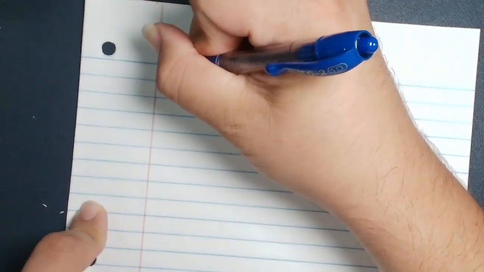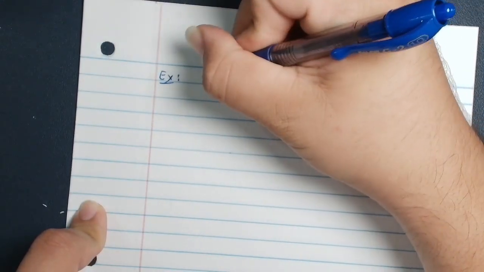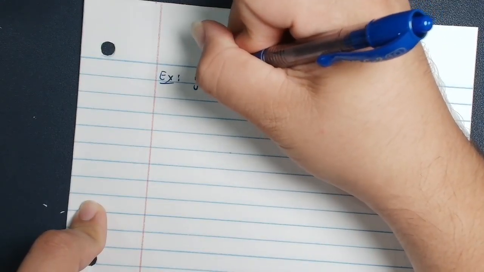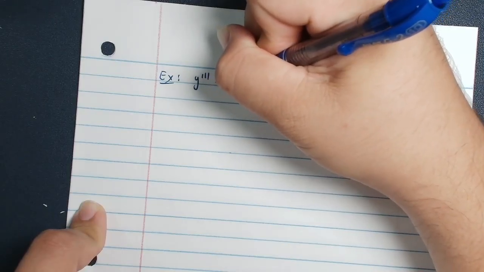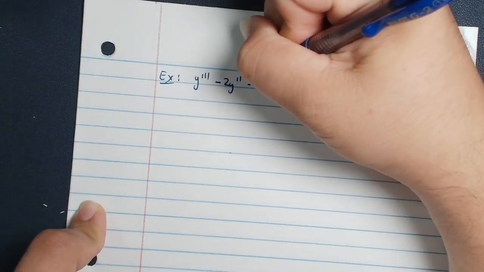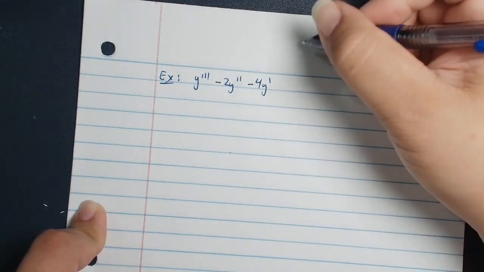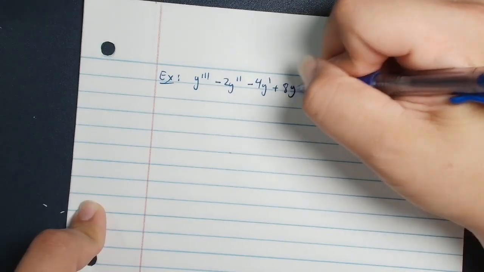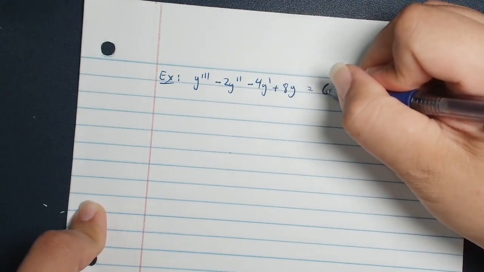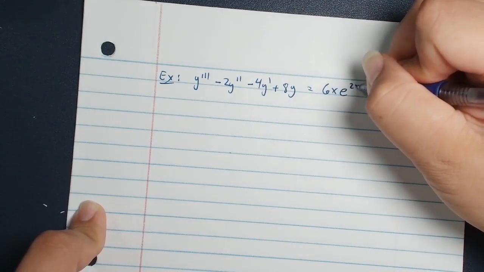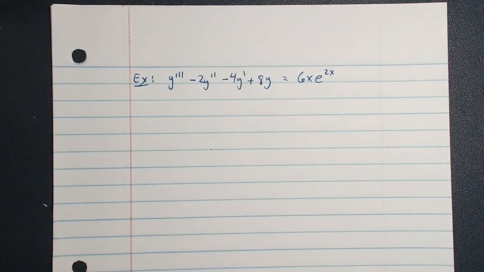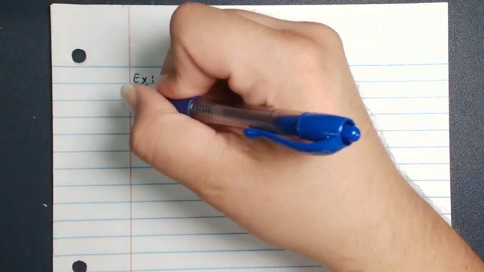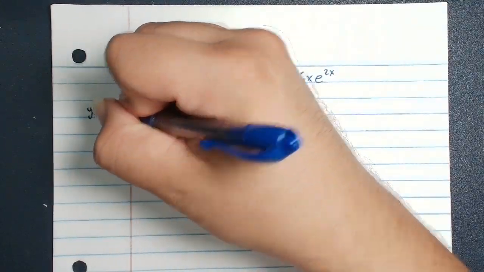Okay, so let me go ahead and try this one here. We're going to solve the equation y triple prime minus 2y double prime minus 4y prime plus 8y equals 6x e to the 2x. All right, let's give this a try. So first, let's find our complementary function. All right, we're going to look for our y sub c.